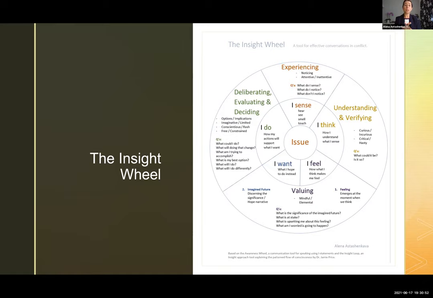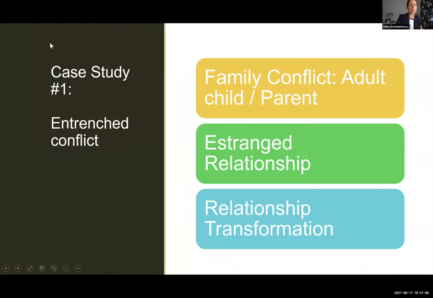So it's a process. You're not offering snake oil. It's not a solution that just happens like this. It's a change process. There's going to be many things you try until you fall into that new way of your relationship working together. So some of the examples that I would like to share with you are from my own experience. The first case study is an entrenched conflict, and it was a family conflict, an estranged relationship between an adult child and a parent.